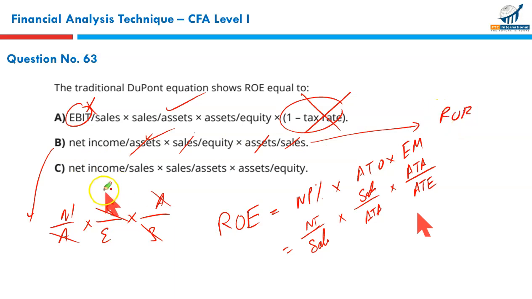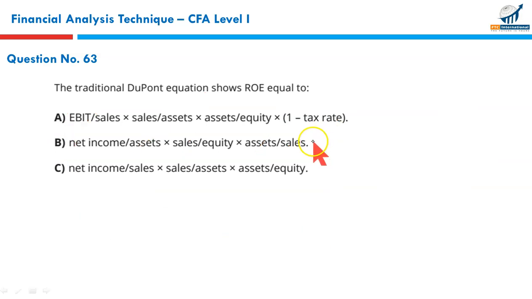What about the last one? Net income upon sales, sales by assets, assets by equity. This one is giving us ROE again. That's our conventional formula. Net income upon sales, sales upon assets, assets upon equity. Now, we have two results that are giving us the same result. The simplification of this is ROE. The simplification of this is ROE.